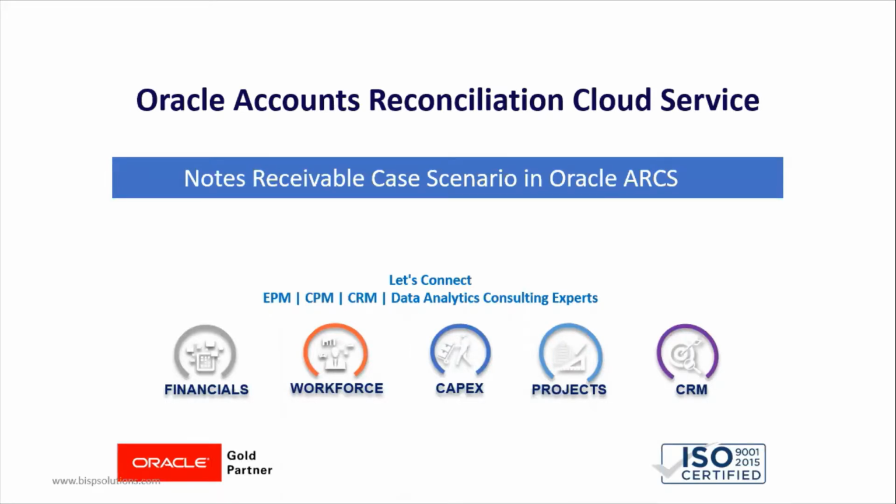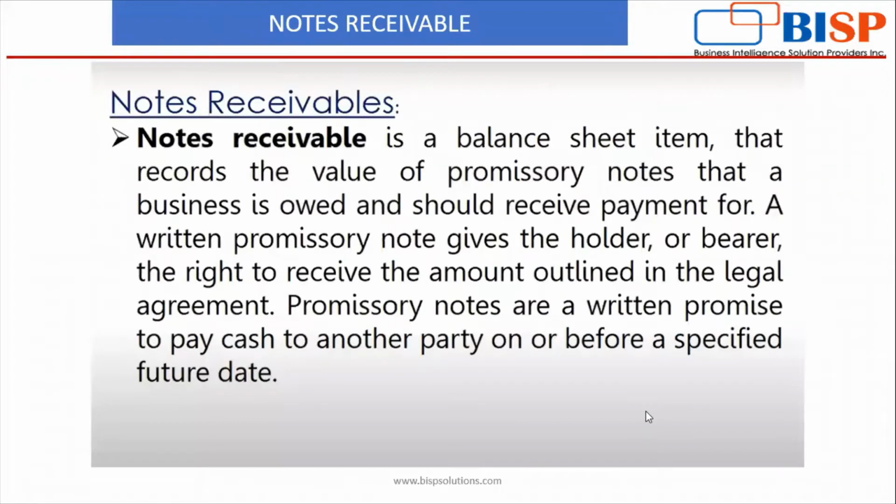So in today's video, we are going to see the case scenario of notes receivable in Oracle ARCS. So what is notes receivable? It is a balance sheet item that records the value of promissory notes that a business is owed and should receive payment for. A written promissory note gives the holder or bearer the right to receive the amount outlined in the legal agreement. Promissory notes are a written promise to pay cash to another party on or before a specified future date. So basically, these are the promissory notes that our debtors provide us that they will pay us on a so and so date on a future date.